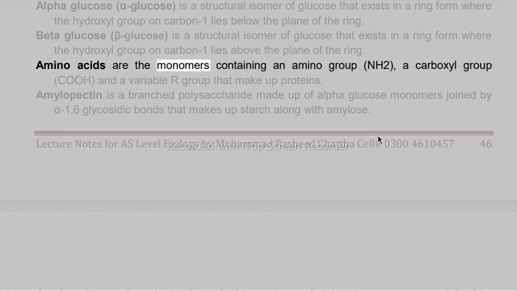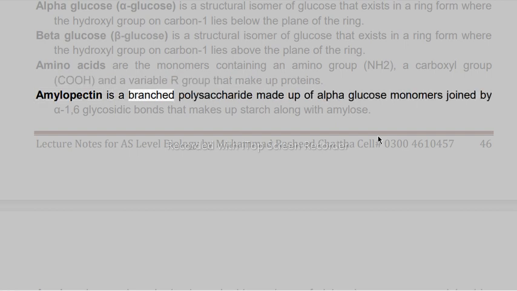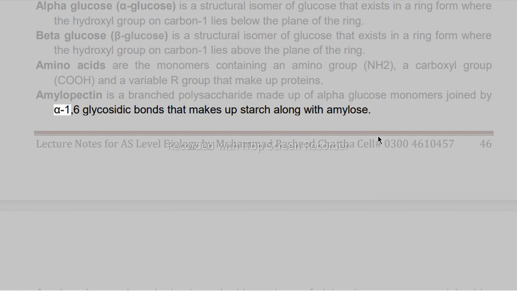Amino acids are the monomers containing an amino group, NH2, a carboxyl group, COOH, and a variable R group that make up proteins. Amylopectin is a branched polysaccharide made up of alpha-glucose monomers joined by alpha-1,6 glycosidic bonds that makes up starch along with amylose.